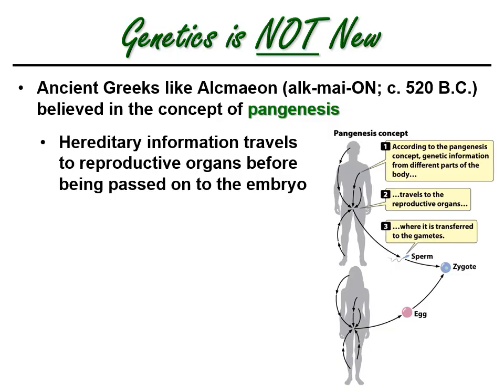But back then they thought that pangenesis was how this worked. So information that's learned would travel to your reproductive organs and then be passed on to your offspring. So according to the pangenesis concept, genetic information, being hereditary information like what you've learned, your memories, all that sort of stuff, passed from different parts of the body to the reproductive organs and then transferred into gametes. The gametes, eggs and sperm, are going to end up in the offspring.